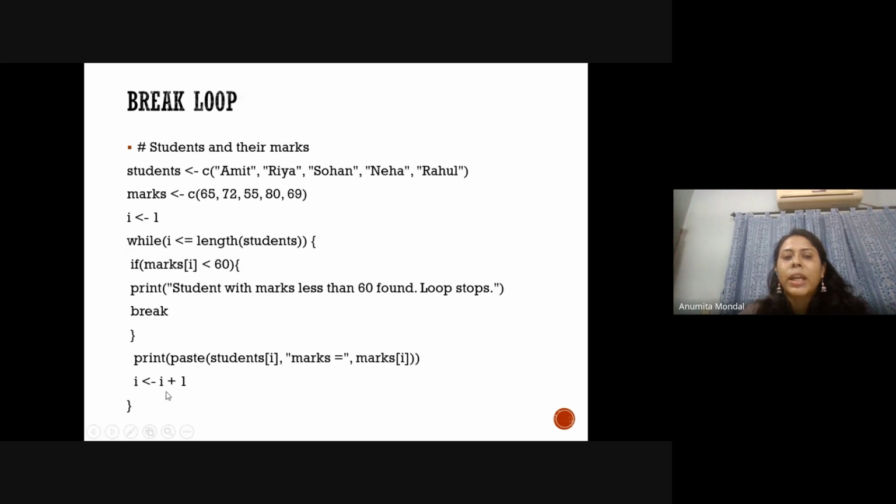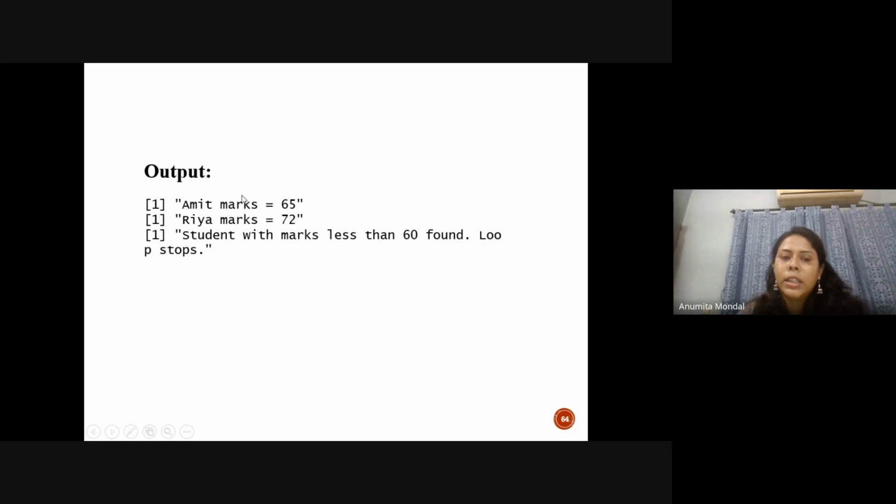Which means in this case, we can see the first value is greater than 60, so it goes on, and then 72. And when the value is less than 60, it says that a student's marks less than 60 is found, so the loop is stopped.